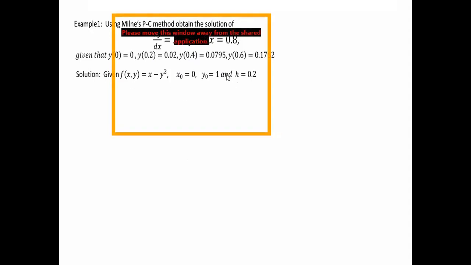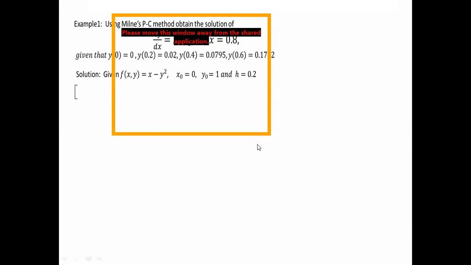What is given? First f of x comma y, that means the right hand side of the differential equation, x minus y square. And h, how to get h? See the difference between 2 consecutive values of x, 0 to 0.2 or 0.2 to 0.4 or 0.4 to 0.6. This difference is 0.2 only. So h we take as 0.2, because at consecutive values of x, values must be given. So the difference between any 2 values of x is taken as h.